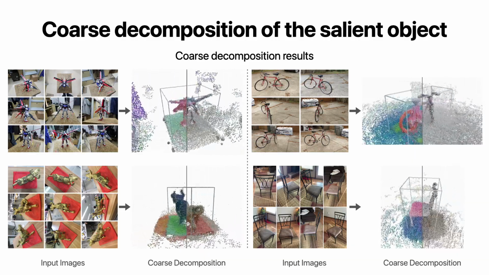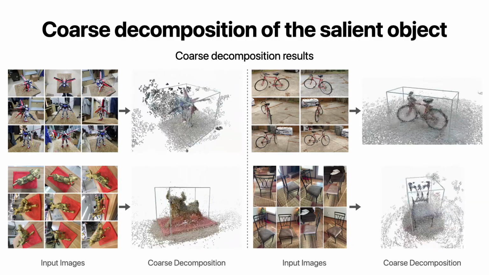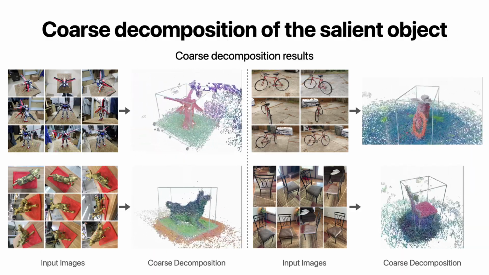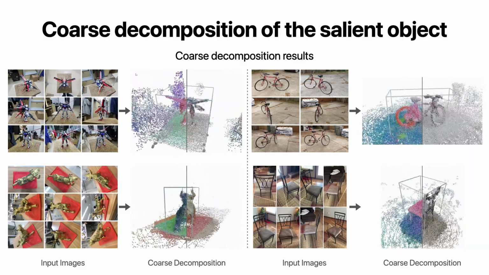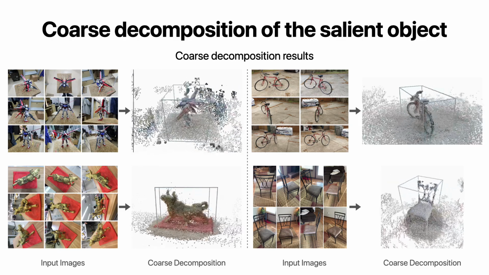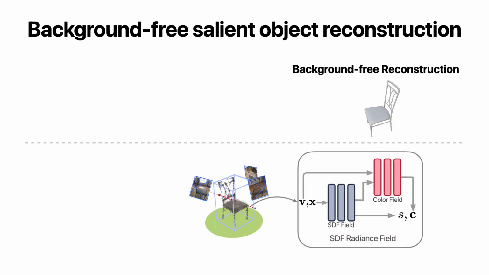We show the SFM point clouds with colors and DINO ViT features, and the foreground bounding box estimated with our pipeline. The proposed pipeline can handle various indoor and outdoor scenes with objects in different sizes. After localizing the salient object in 3D and decomposing the foreground from its surrounding on SFM point clouds, we reconstruct a background-free object model for the salient foreground object.